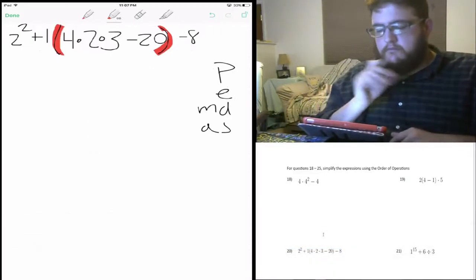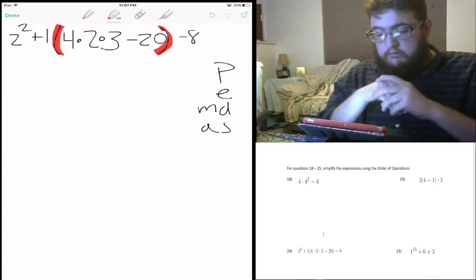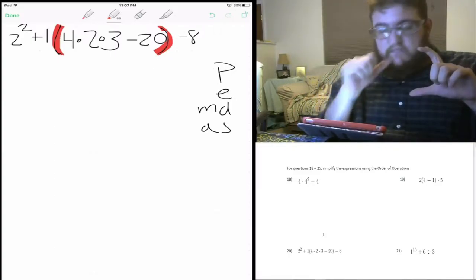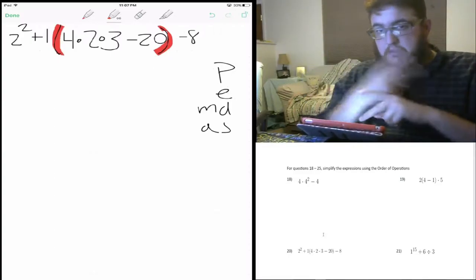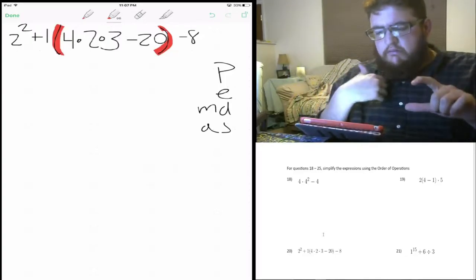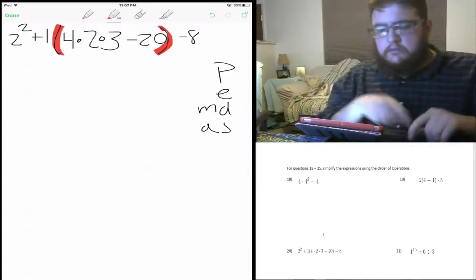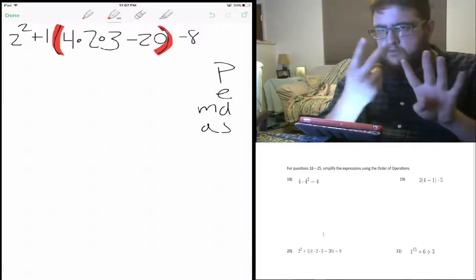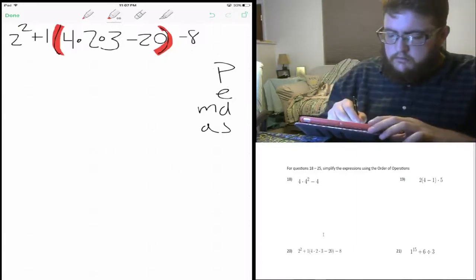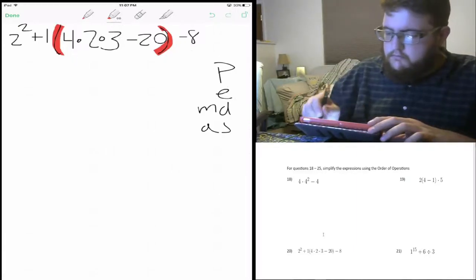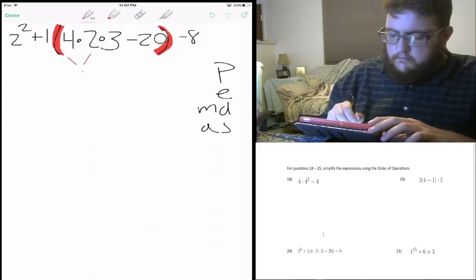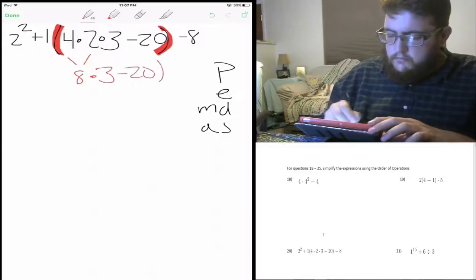So when we're going through our parentheses, when we take a look at inside the parentheses, we just follow the order of operations like we always do. There are no parentheses within our parentheses, so we don't have to worry about that. There are no exponents within our parentheses, but there is multiplication and division, so that's what we'll tackle first. The first piece of multiplication is 4 times 2, which is 8. We'll bring down everything else.